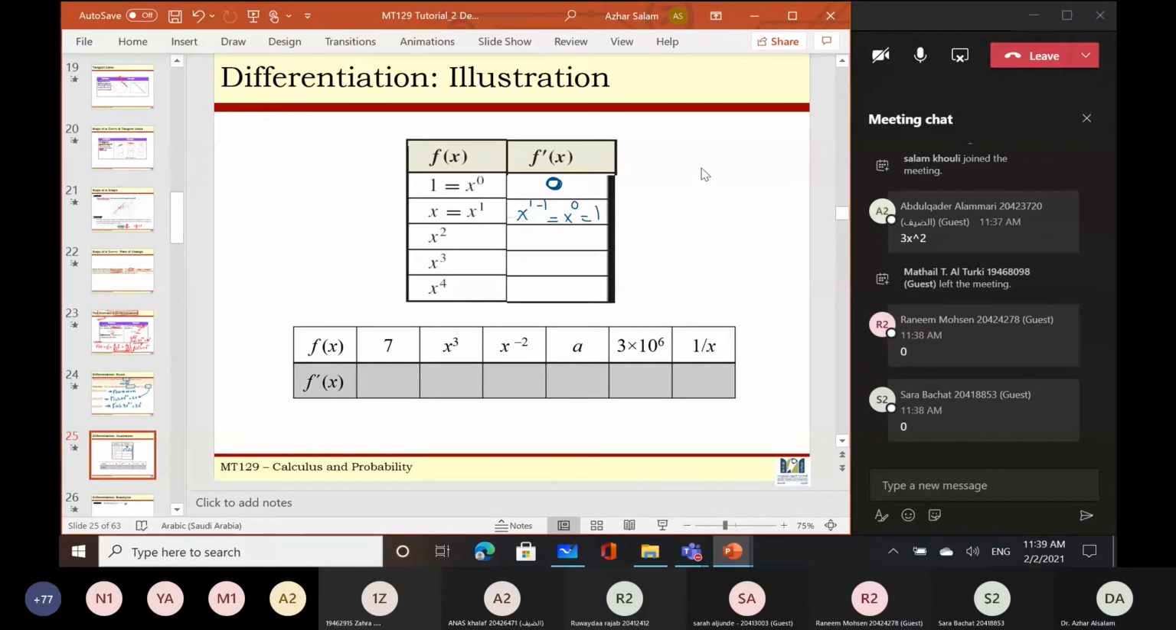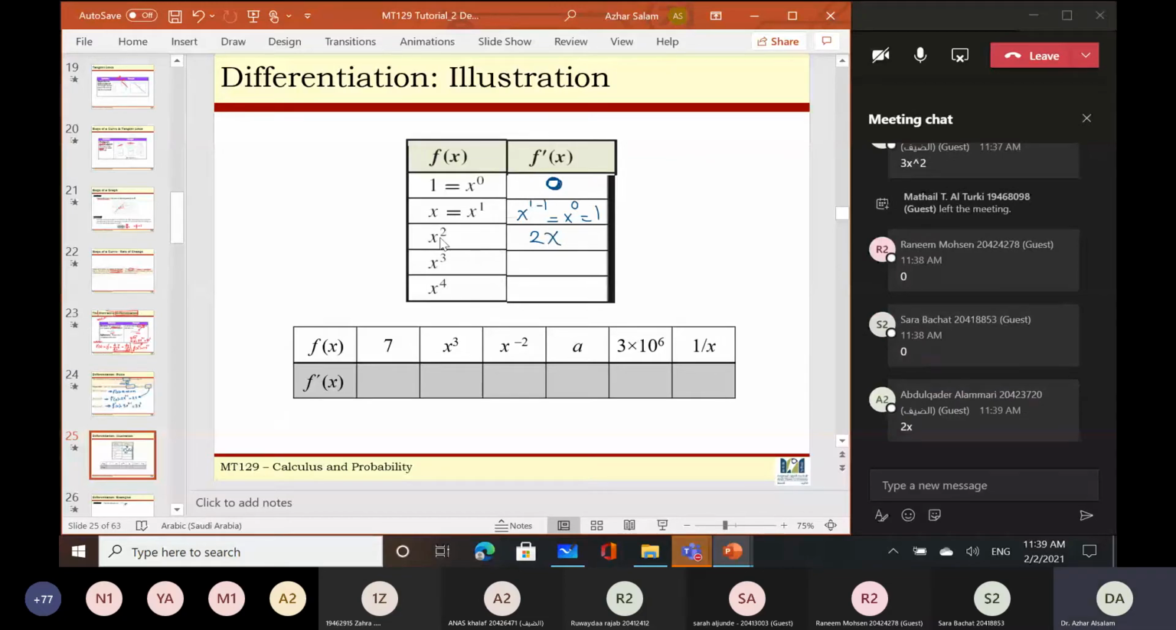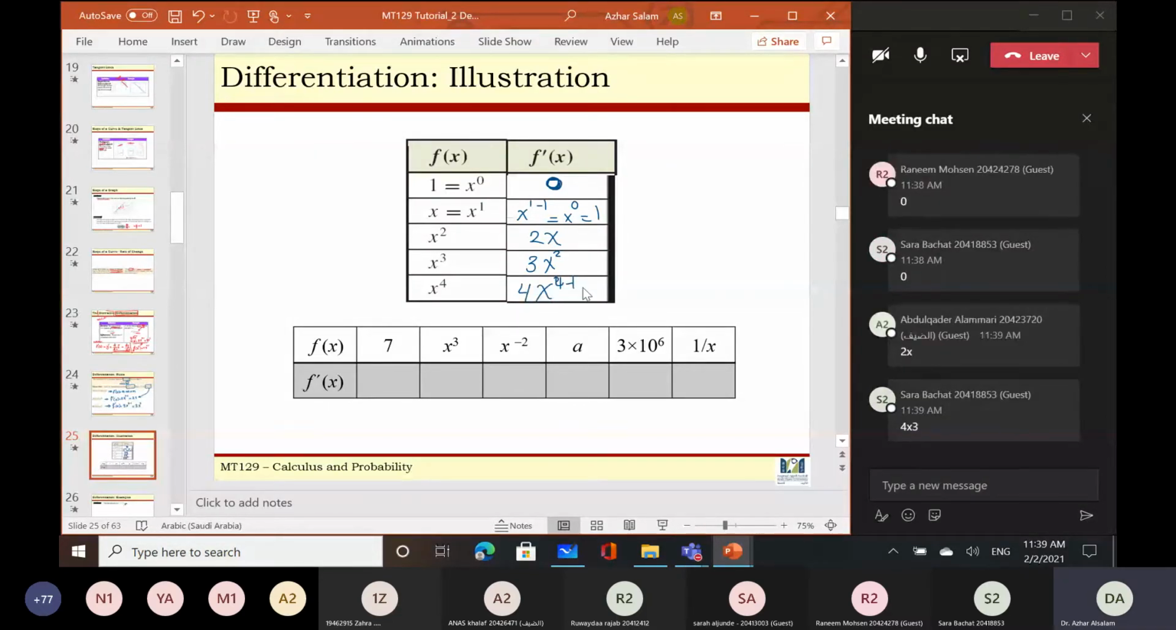Of course, 2x, its derivative will be, sorry, x squared, yes, 2x. 3x squared is 3 minus 1. 4x, x to the power 4, sorry, will be 4x to the power 4 minus 1, which is 4x to the power, yes, x to the power 3. Right.